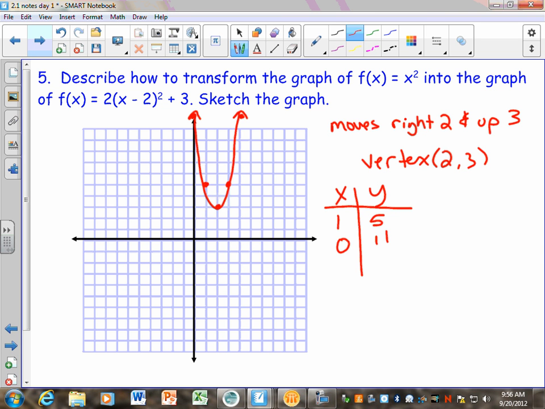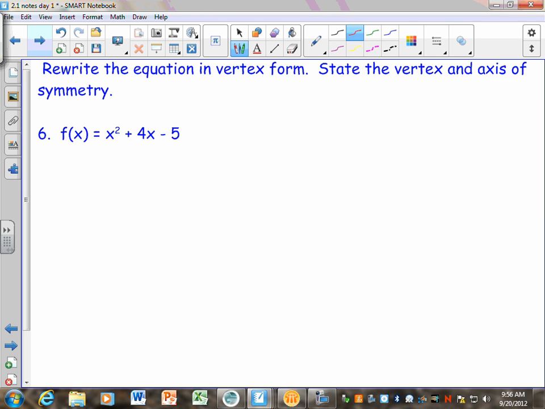So then the algebra part is, what do we do if it's not in vertex form? Most of your homework is this, practicing putting things in vertex form, and then you state the vertex and the axis of symmetry. So I'm going to just write the vertex form again. F of x equals a times x minus h squared plus k.